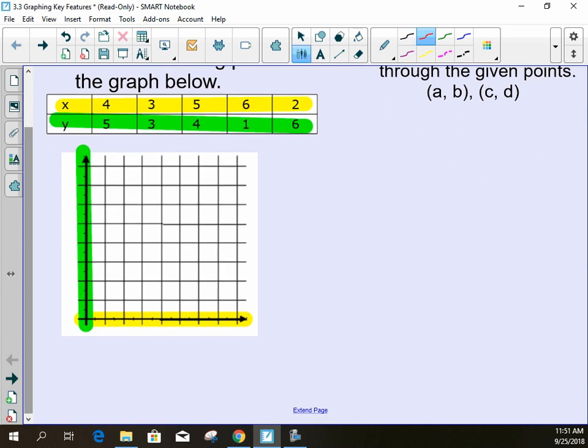So now my x values go from 2 to 6. So I'm just going to put them on the bottom: 1, 2, 3, 4, 5, and 6. Now my y values go 1 to 6: 1, 2, 3, 4, 5, 6. Now this right here, this is my origin. That's 0, 0 right there.